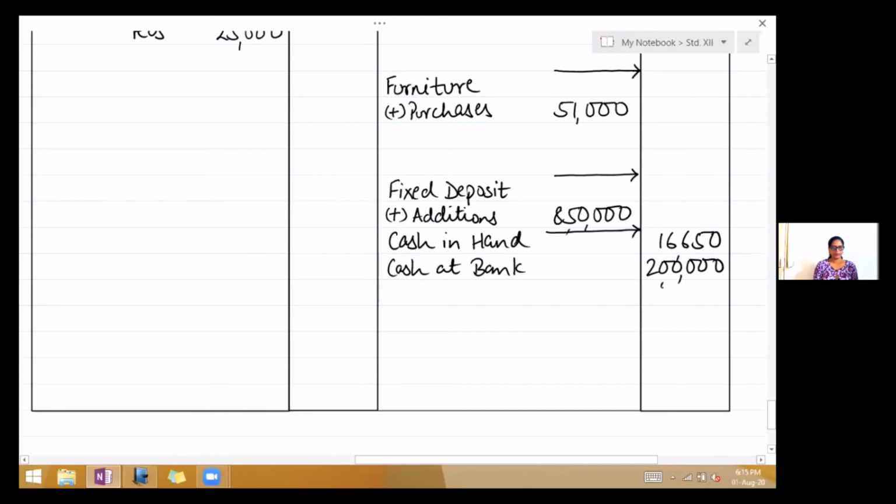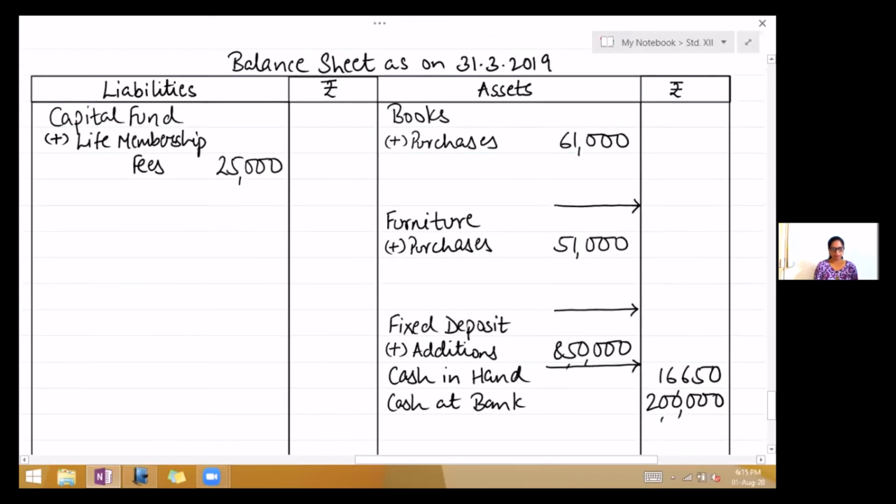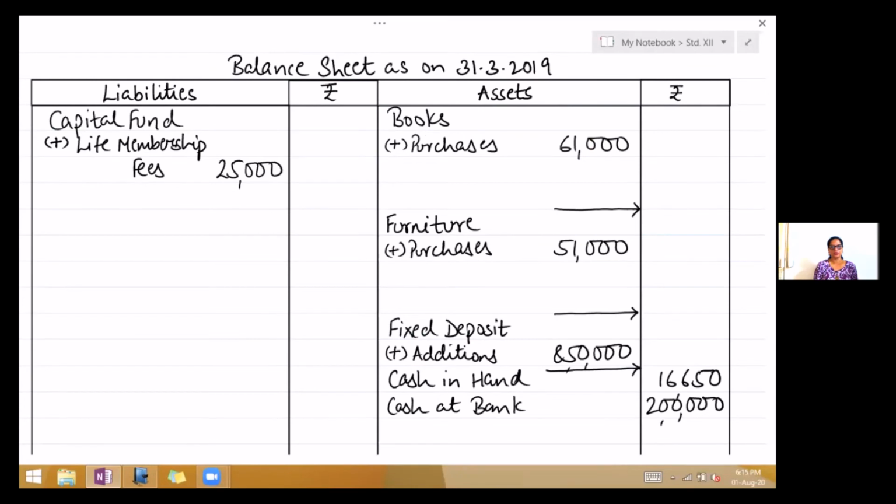Okay, now look at the additional information given. First in that is books. They have given opening balance, closing balance, both are 6 lakhs. So on the asset side, we have written books. So 1st April, it is 6 lakhs. So right there, 6 lakhs.